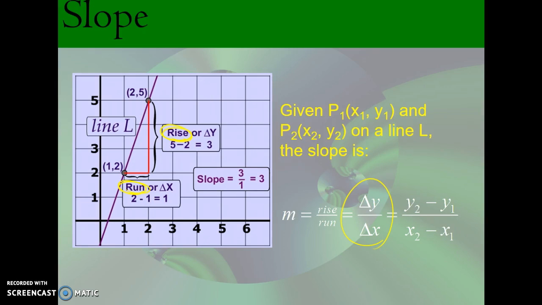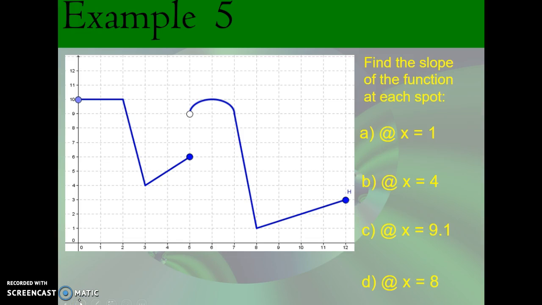We always read slope from left to right, and you probably have encountered this formula before to actually calculate slope. If you have your two coordinates, you can take the difference of the y values over the difference in the x values. Ultimately, it doesn't matter which order you go, so long as you're consistent with 2 and 1.